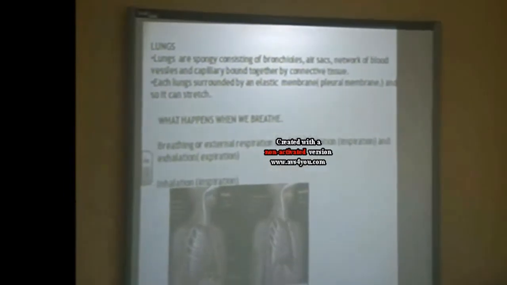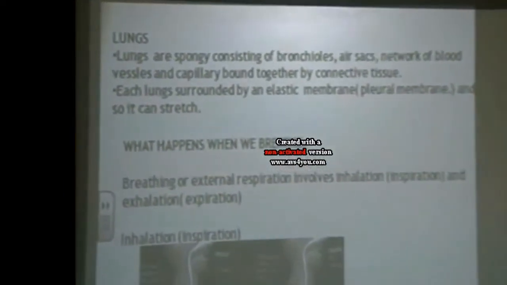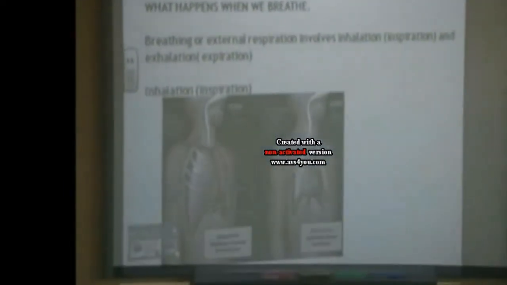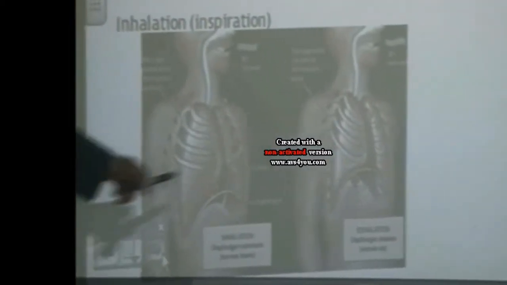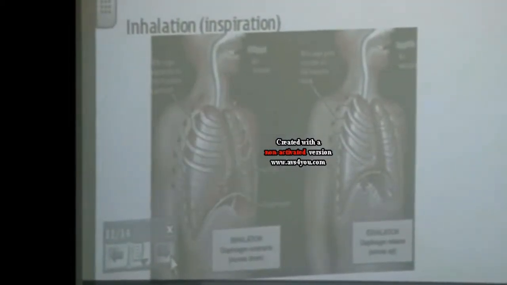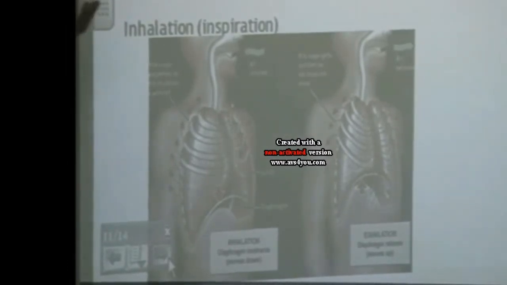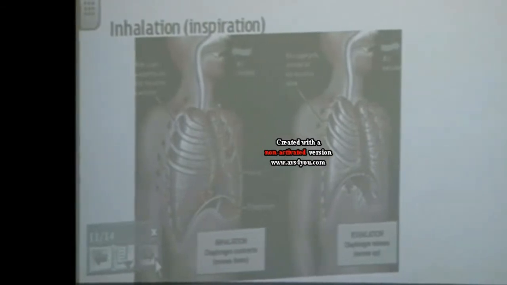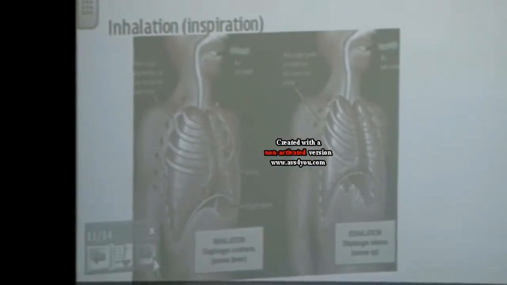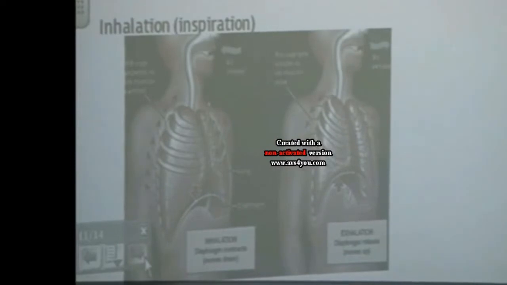Now, the lungs itself, which I have been talking about. If you look at the picture here, there is a cage inside here. And inside this cage, you see the lungs. Actually, the ribs protect the lungs. The lungs are inside the ribs. So it's the ribs that protect the lungs. But let's see what the lungs look like. The lungs, as we are looking at it, are spongy, consisting of bronchioles, air sacs, a network of blood vessels, and capillaries bound together by connective tissues.